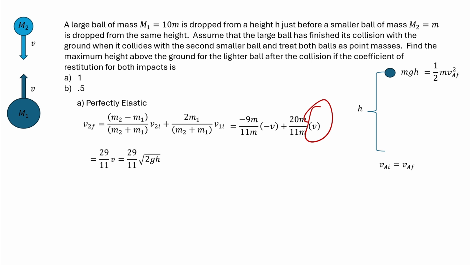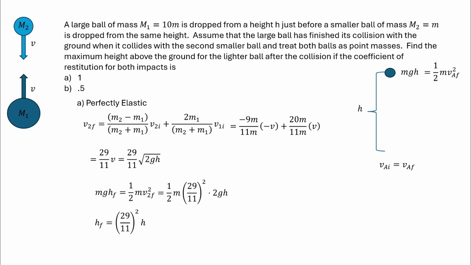But the problem isn't asking about the final speed. The problem wants to know, how high does it go? That's pretty easy. We just say potential energy equals kinetic energy. And so in this case, I end up with something like 29 over 11, squared, times h. That's not particularly meaningful, so I'll just tell you that's about 7h.